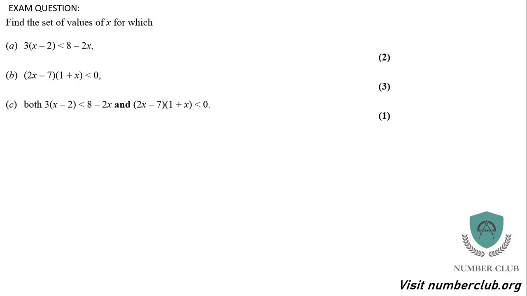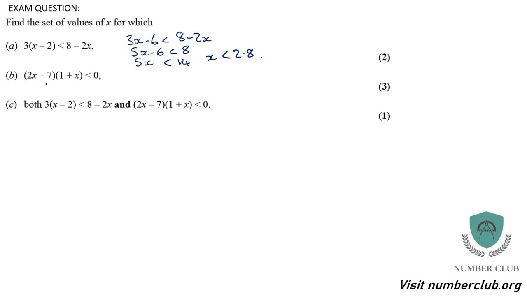All right, you might want to have paused it and had a try at it, but this is what we can do. So we've got 3x minus 6 has got to be less than 8 minus 2x. Add on 2x onto each side, so we get 5x minus 6 is going to be less than 8. Add on 6 onto each side, x has got to be less than 14, so x is going to be less than 2.8. Okay, nice and easy.